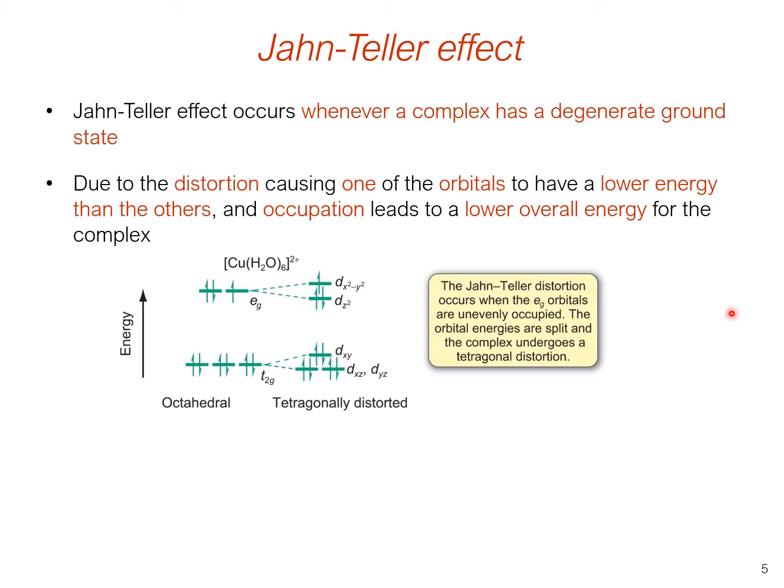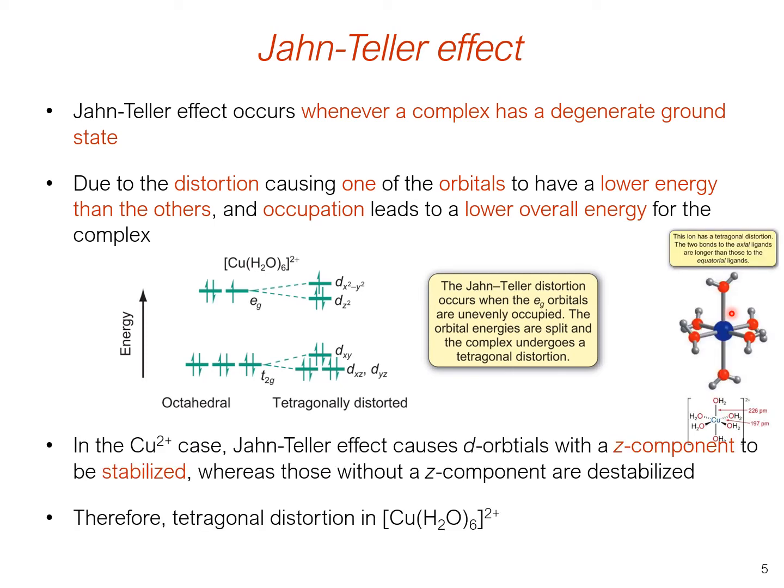So this is because of distortion causing one of the orbitals to have a lower energy than the others. An occupation of this orbital causes a lower overall energy for the structure. So in the example we saw, which is here, the z-axis, or the z component, was elongated, and that caused anything with a z component of the orbitals to be stabilized, whereas those without a z component are destabilized. Quite similar to what we saw with the square planar. In fact, it's just the z-axis ligands still exist, so it's not quite so dramatic.